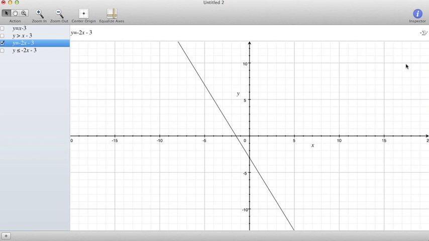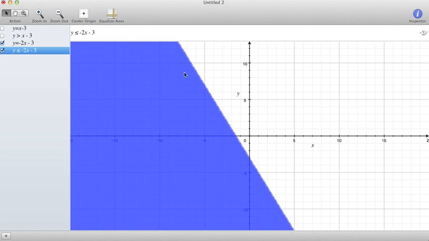So let's plug it in there. There it is. Everywhere, including the line in this case, is going to be the answer. All this blue right here is a solution to this inequality.